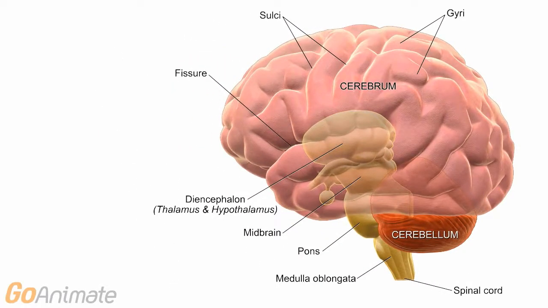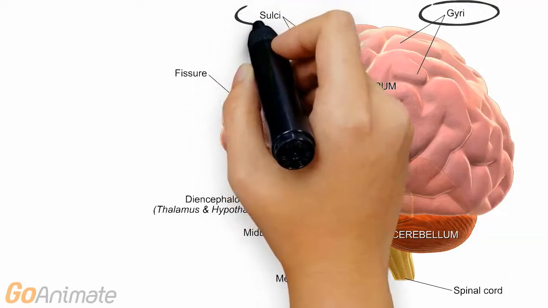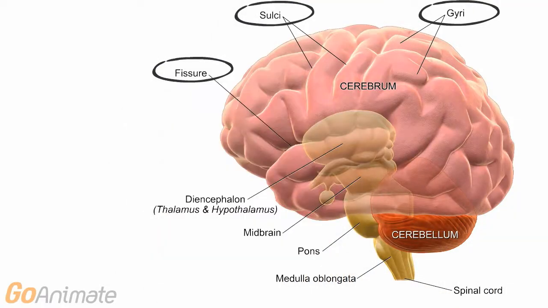The outer portion of the brain is called the cerebrum. The cerebrum contains a number of structures. The folds on the surface of the cerebrum are called gyri. The grooves are called sulci, and the deep grooves are called fissures.